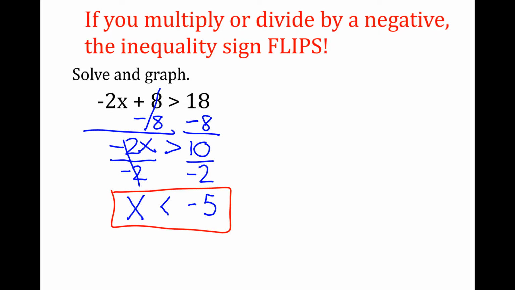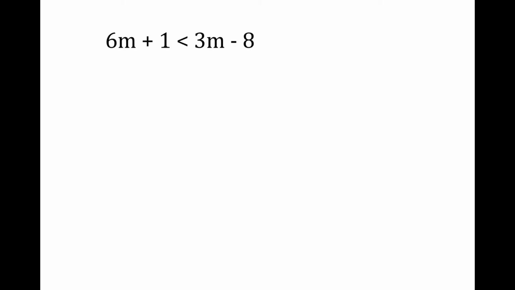Now on to graphing. We're going to just make a couple points for ourselves. On the number line, it's not less than or equal to, so we're having an open circle around negative 5, and x is less than negative 5, so it's going to go towards all the numbers that are less than negative 5. All right, so let's solve and graph.